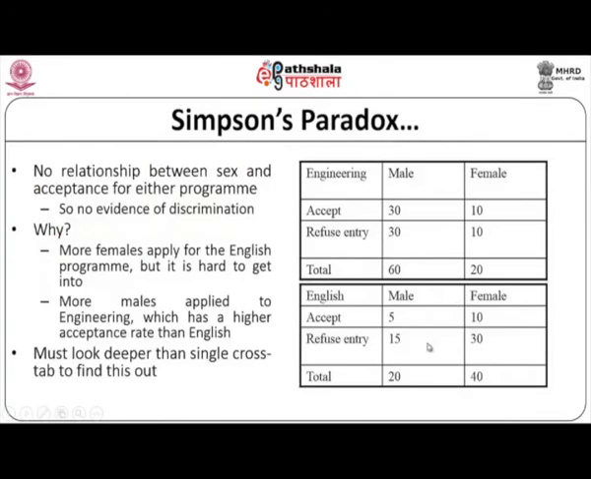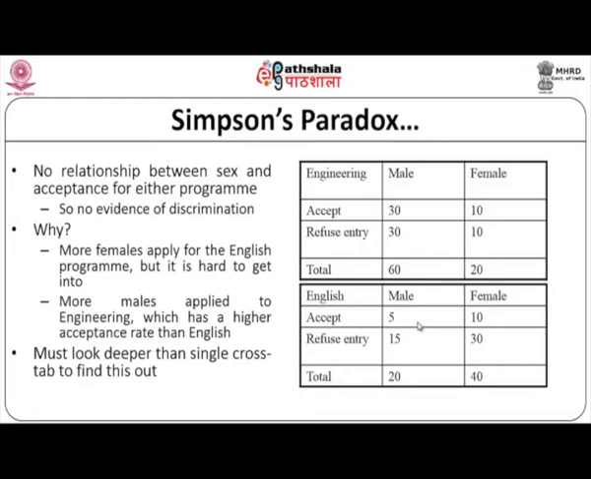So, now what we have done is, we have considered one more attribute or one more dimension, called the course into which the candidate is applying for admission. With this, we can say when more than two attributes are brought into the picture for the purpose of an analysis, we may end up with a correct conclusion.